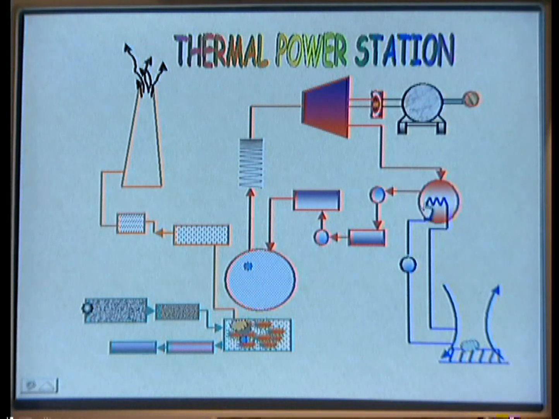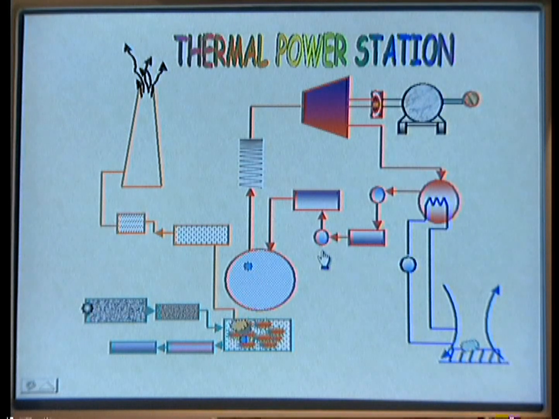To condense the steam, we require some water. The water is taken from a nearby river or any water supply, and it is passed through the condenser. After that, it is heated, and it is cooled by cooling towers. This is an overall diagram of a thermal power station.